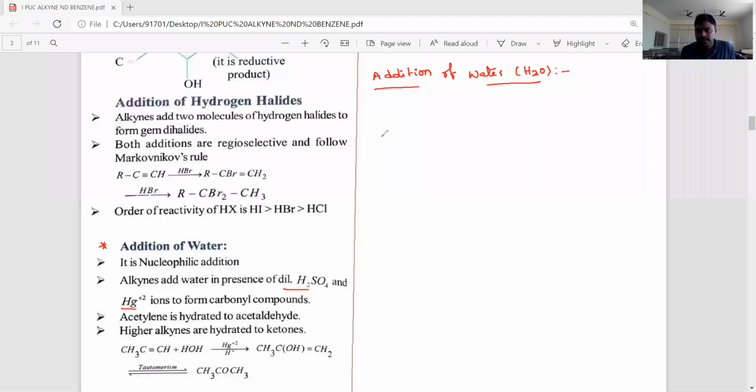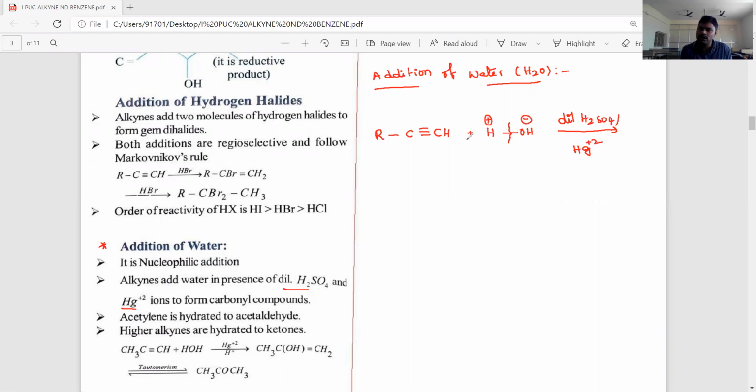Take any alkyne, R, C, triple bond CH. To this alkyne, we are adding a water molecule, HOH, in the presence of dilute H2SO4 and mercury ion, Hg2+. Now this water molecule will be ionized to give H+ and OH-.